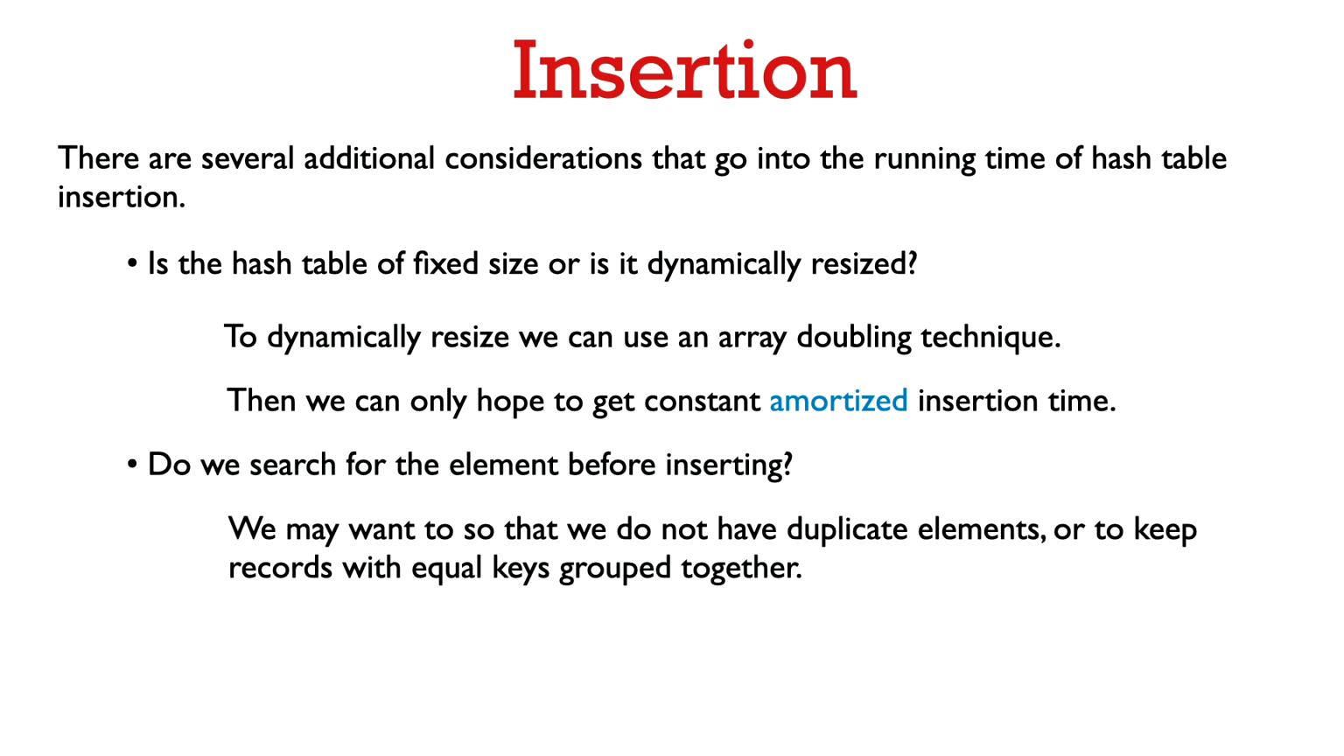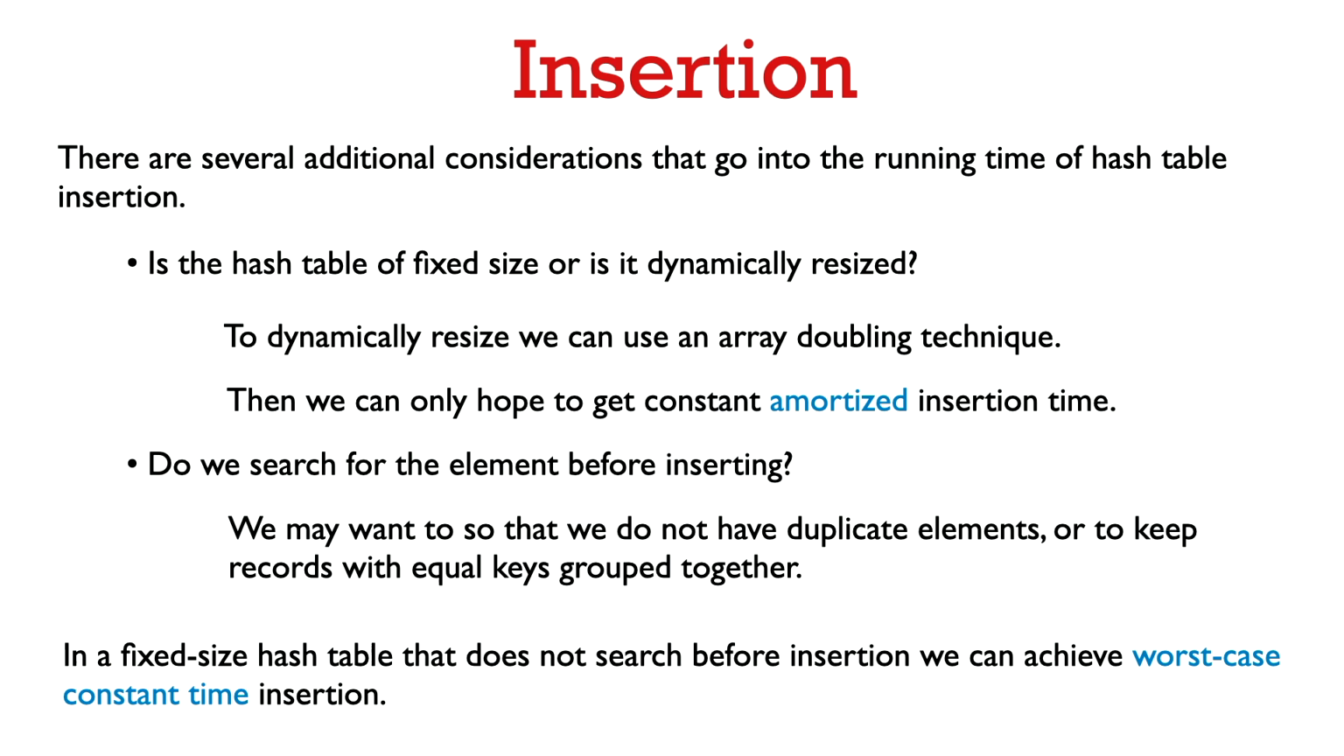Another consideration is if we want to check if an element is already in the hash table before insertion. So we might do this if we don't want to store duplicate keys, or if we want to keep records with the same key stored together. So in this case, we have to do a contains operation before the insertion, so we can only hope for average case constant running time, because that's what we need for contains.